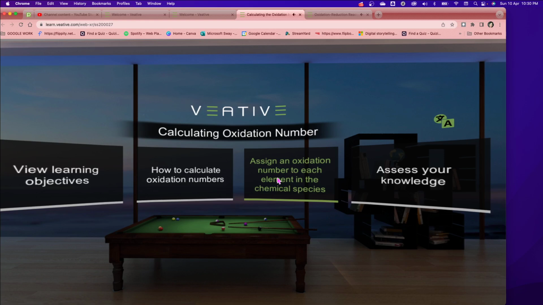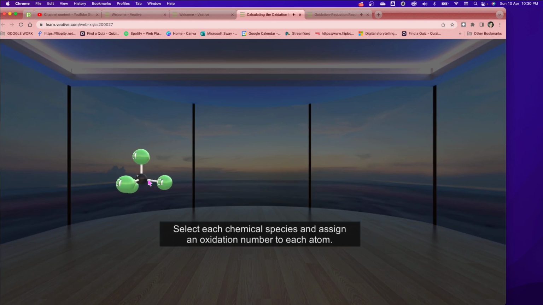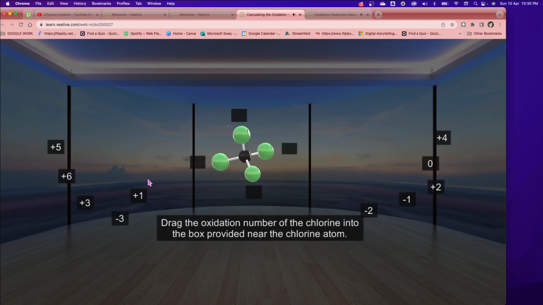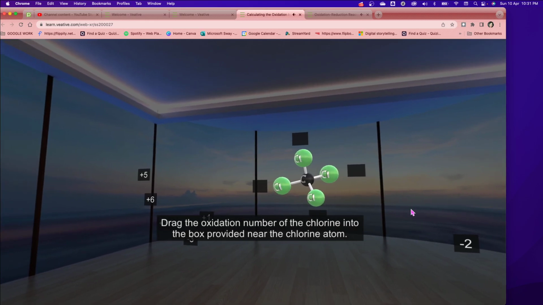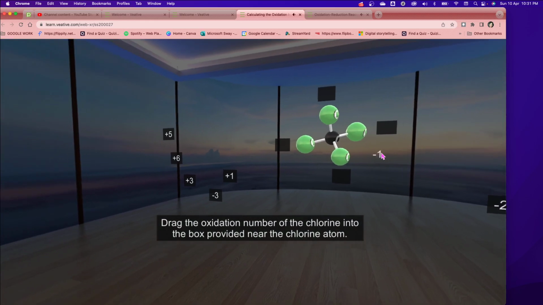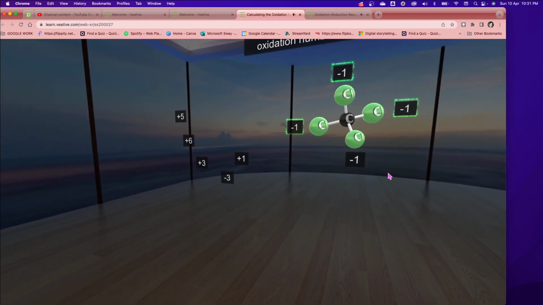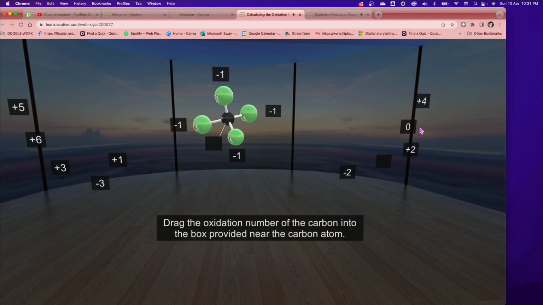Assign an oxidation number to each element. Select each chemical species and assign an oxidation number to each atom. Drag the oxidation number of the chlorine into the box provided near the chlorine atom. Well done! You have successfully selected the correct oxidation number for the chlorine atom. Drag the oxidation number of carbon into the box provided near the carbon atom.